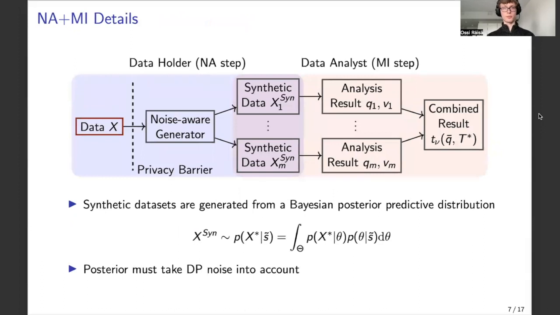Next, I'll give some extra details on NA+MI. Even in the non-DP case, the synthetic datasets need to be generated from a posterior predictive distribution so that the combining rules can accurately account for the uncertainty. And when we are using differential privacy, this posterior has to take the differentially private noise into account. So in the posterior predictive here, we're using S tilde, which is a noisy summary of the data instead of the real data set. And this is what we mean by the noise awareness of the data generation.